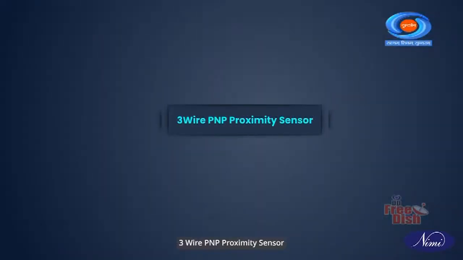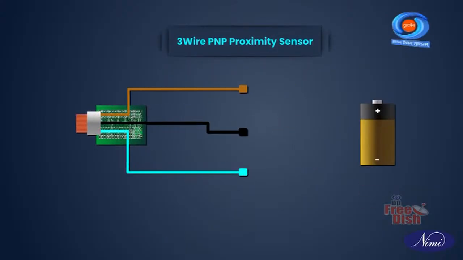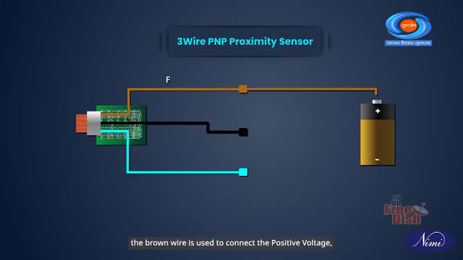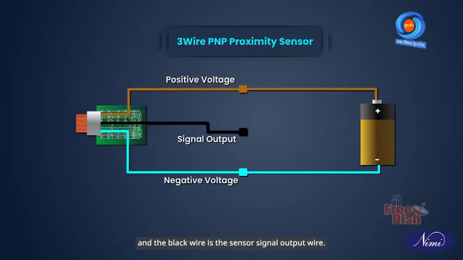A 3-wire PNP proximity sensor consists of 3 wires in which the brown wire is used to connect the positive voltage, the blue wire is used to connect the negative voltage or the ground, and the black wire is the sensor signal output wire.